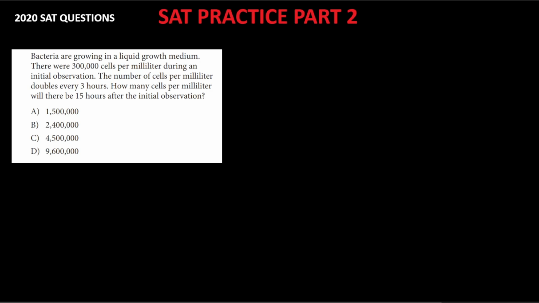Bacteria are growing in a liquid growth medium. There were 300,000 cells per milliliter during an initial observation. The number of cells per milliliter doubles every 3 hours. How many cells per milliliter will there be after 15 hours after the initial observation? In order to do this, we need to start with an initial exponential equation. So we'll do y equals a times b, and the exponent would be x over k.